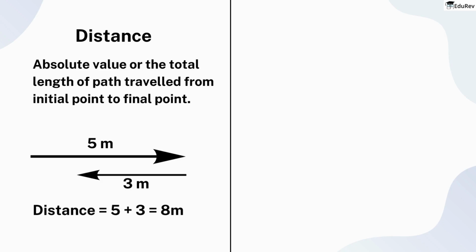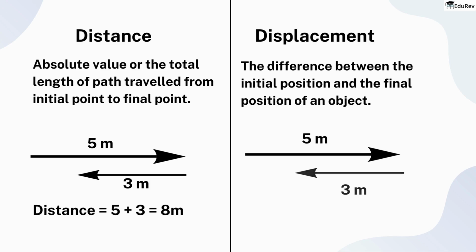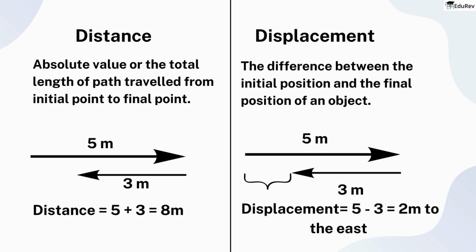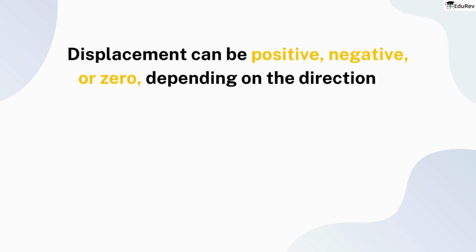On the other hand, mathematically, displacement can be represented as the difference between the initial position and the final position of an object. Using the same example, if you walk 5 meters to the east and then 3 meters to the west, the displacement is 5 minus 3, which is 2 meters to the east. Note that displacement can be positive, negative, or zero, depending on the direction of movement.